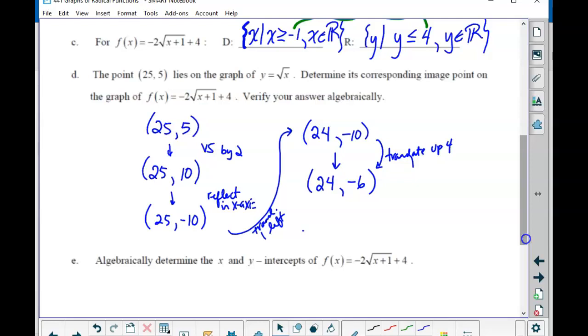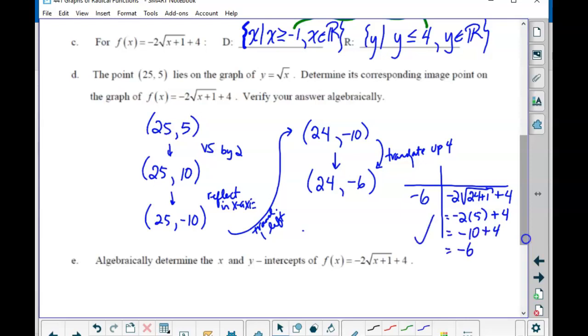Okay. Now, to verify algebraically, set up a t-chart. This is your y value, which would be -6. Your right-hand side is -2 root of 24 plus 1 underneath the radical plus 4. So 24 plus 1 is 25. Root of 25 is 5. -10 plus 4 equals -6. Okay, so your left side equals your right side.